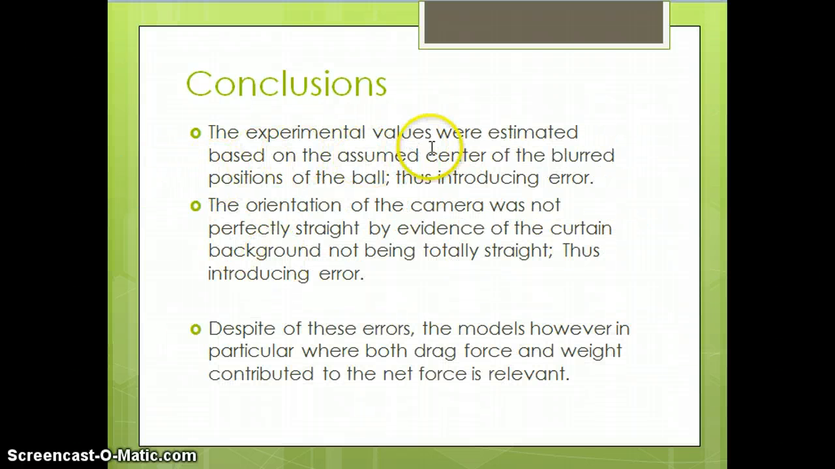Conclusions. The experimental values were estimated based on the assumed center of the blurred positions of the ball, thus introducing error. The orientation of the camera was not perfectly straight, by evidence of the curtain background not being totally straight, thus introducing error. Despite these errors, the models, in particular the one where both drag force and weight contribute to the net force, are relevant.